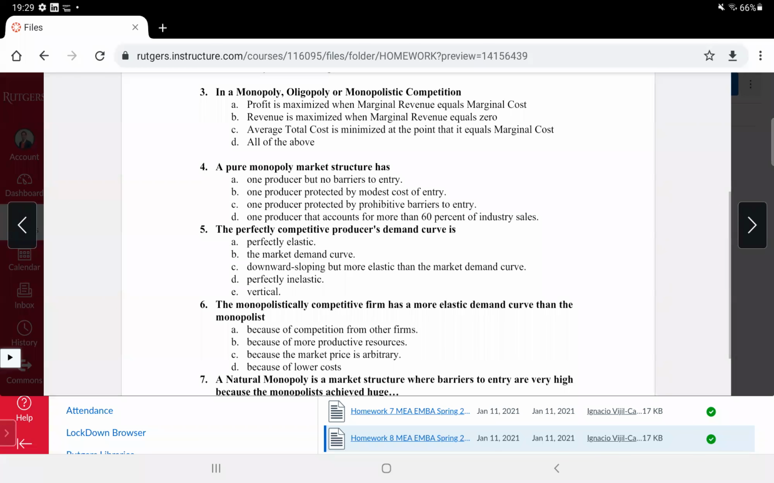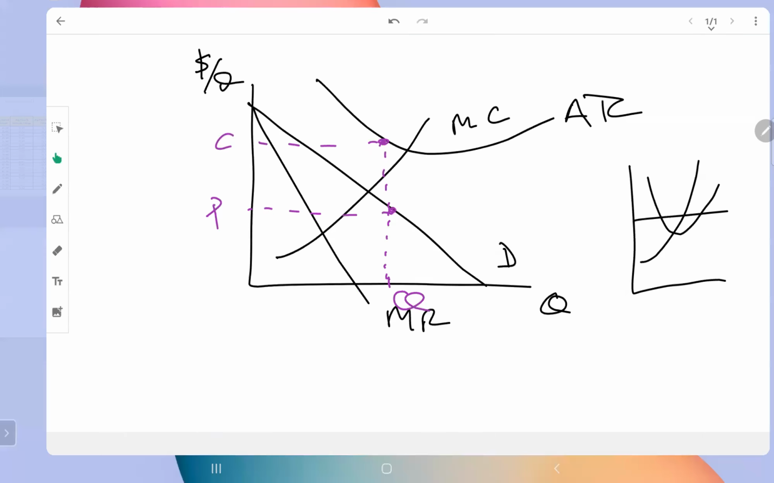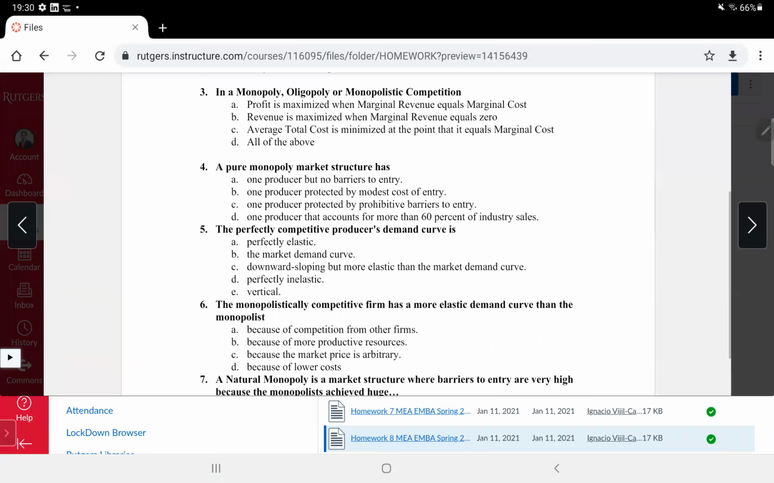So monopoly, oligopoly, or monopolistic competition, profit is maximized when marginal revenue equals marginal cost. We know that's true. That's the case always. Let's see, revenue is maximized when marginal revenue equals 0. We also know that that's true. So a little trick for multiple choice questions: if A and B are correct, and there's all of the above, chances are that's the one. So let's see. Average total cost is minimized at the point that it equals marginal cost. We know that that's the case, right? Average total cost is always minimized where it meets the marginal cost. So number 3 will be all of the above.